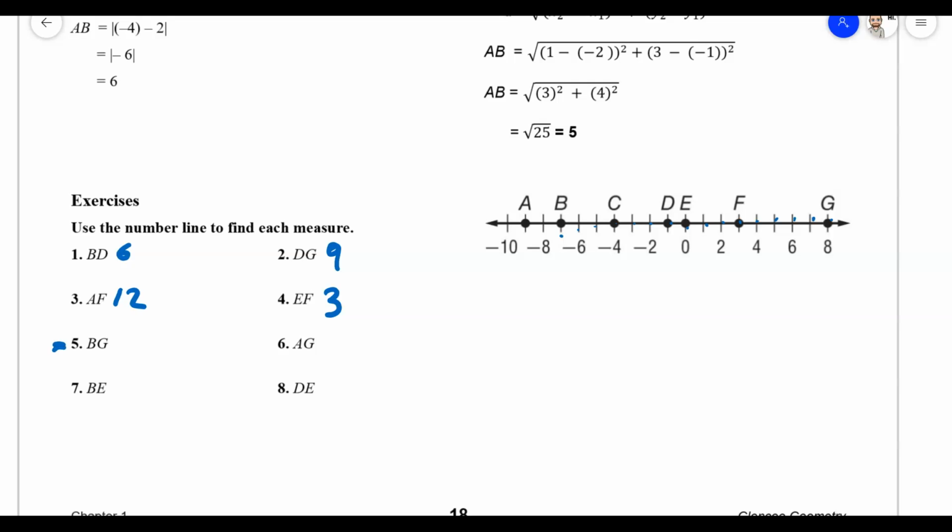Okay, so let's look at 5. So hopefully you said for B to G, B lives here at -7. G is out here at 8. Hopefully we came up with a distance of 15 for BG. How about for AG? A is here at, let me erase some of this so it's not as busy. A is here at -9. G is all the way out here at 8. So how far is it from -9 to 8? Well, we'd have to go 9 to get to 0, plus another 8. Hopefully we said that that was 17.